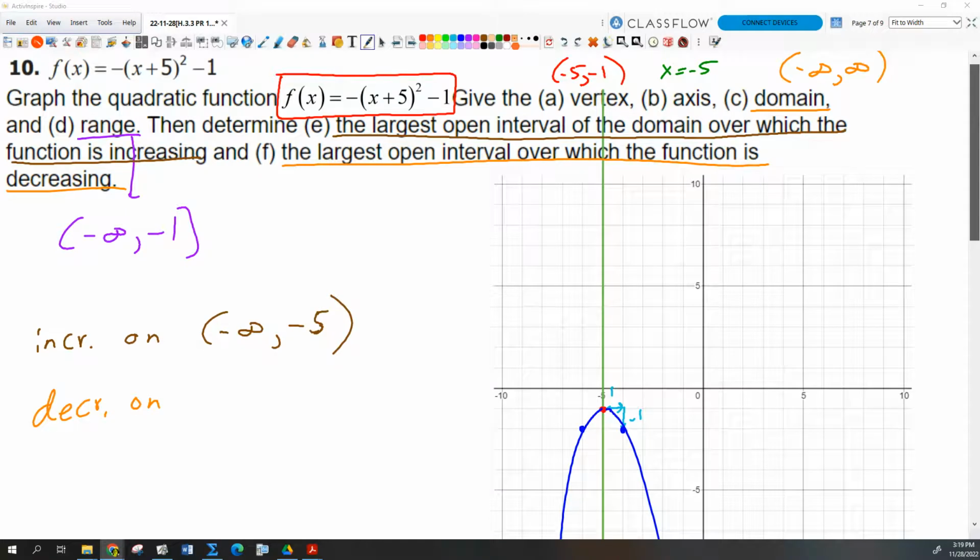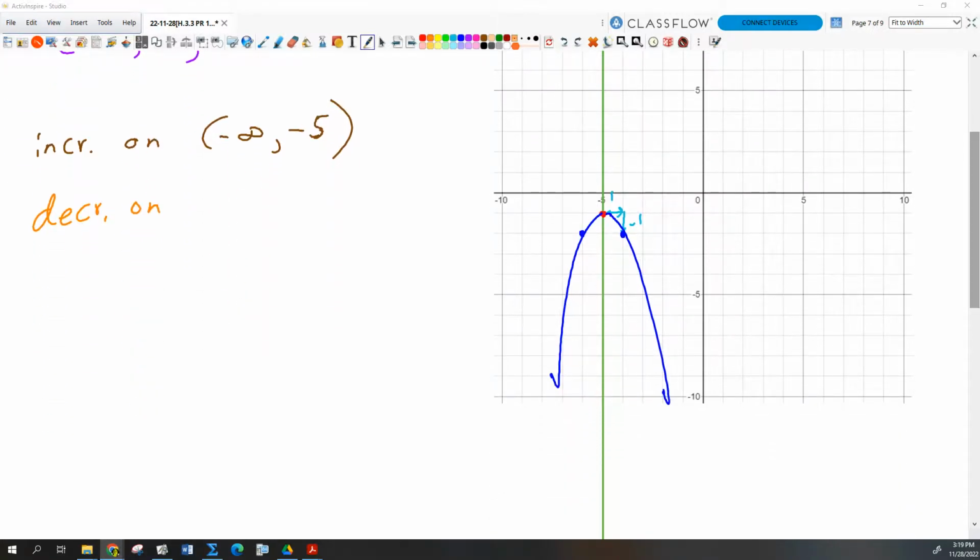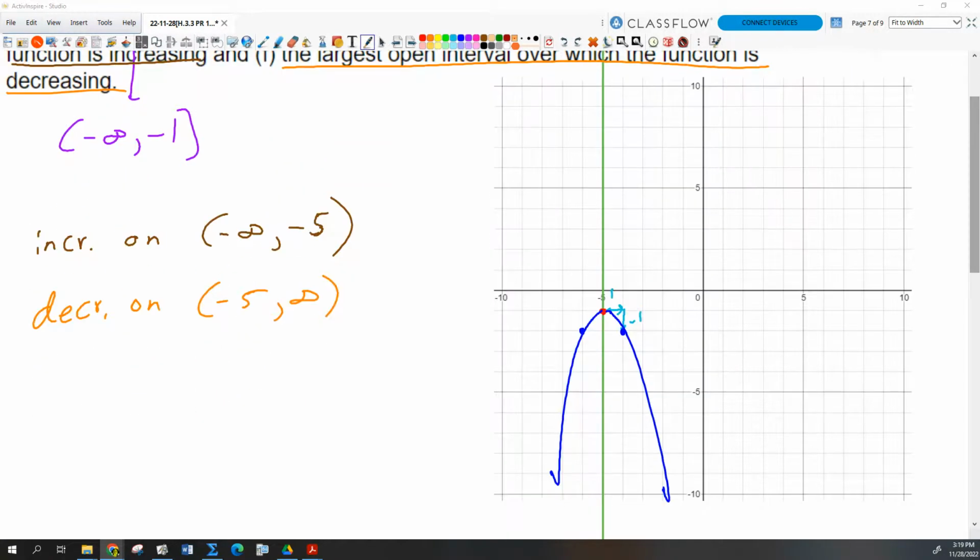Yeah. So it's decreasing to the right of -5. So -5 to infinity, again with parentheses though, right? Okay, give me 1 to 5 on that. Does that all make sense? Okay, all right, we're good. And then that's it, okay?